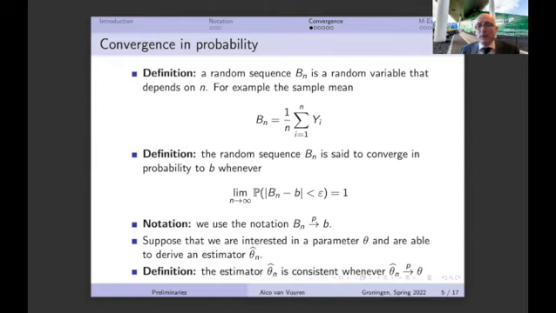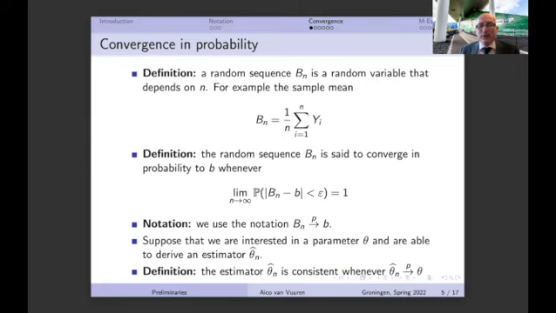Most important with respect to this, and I'm pretty sure you have heard about this before, is that you should realize that when we look at random variables, this doesn't work. The reason is that random variables do not have predetermined outcomes. So we cannot talk about the difference between the large Bn and b, because we do not know what Bn is.